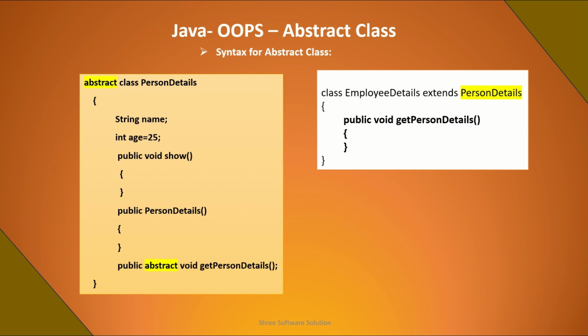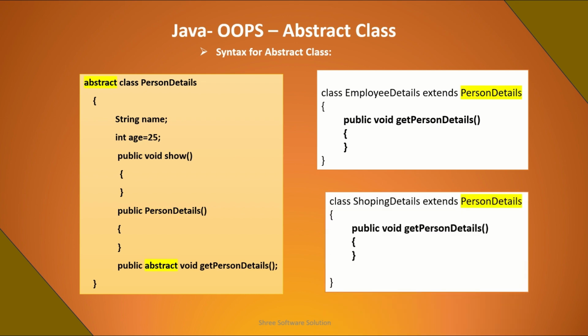So mandatorily we need to write the function definition in our subclasses. That is one kind of security here. And here I used the employee class, and I also created one shopping detail class. Here also I have the same function definition. However many classes we derive from this person detail abstract class, in all the classes you have to write the get person detail function definition mandatorily. Without that definition we are not able to execute the code.